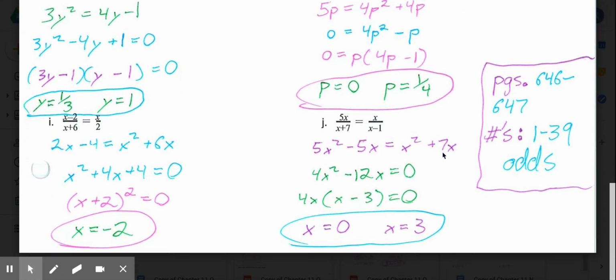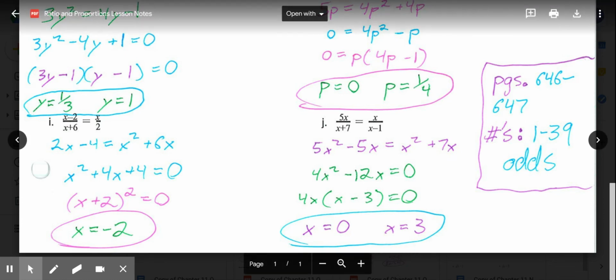And now our last two problems for today's lesson. In I, we have x minus 2 over x plus 6 equals x over 2. So we're going to cross multiply first. 2 times x minus 2 gives us 2x minus 4. X times x plus 6 gives me x squared plus 6x.